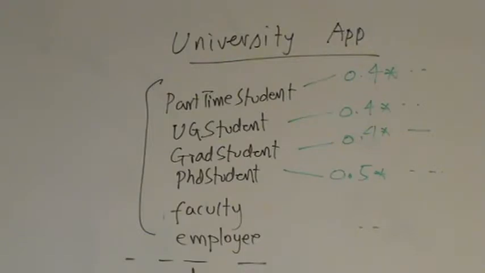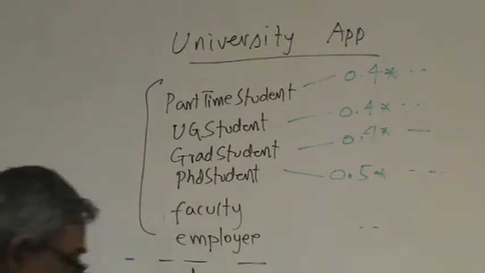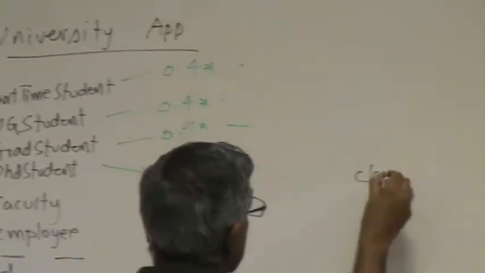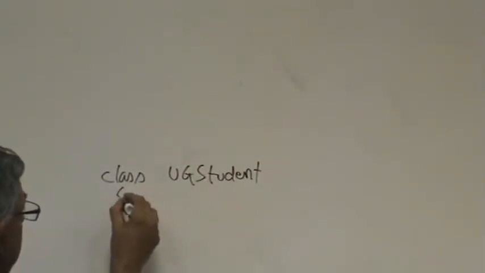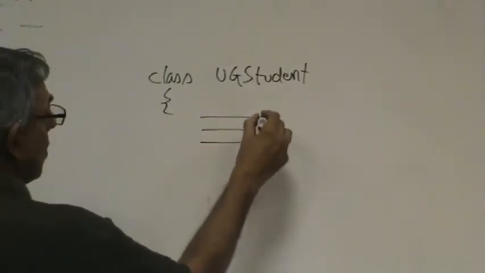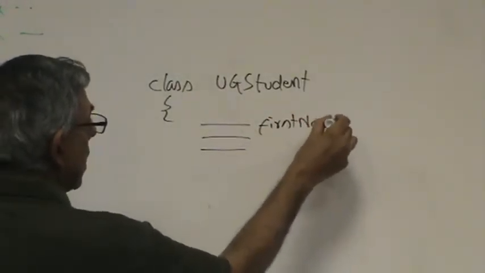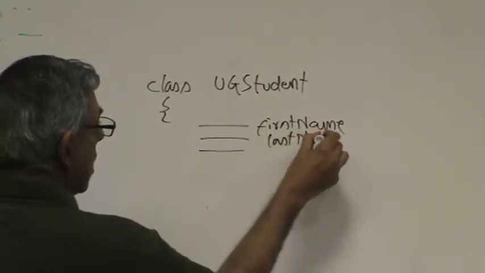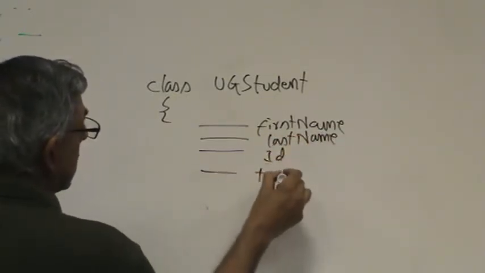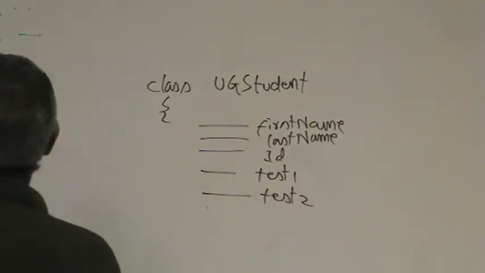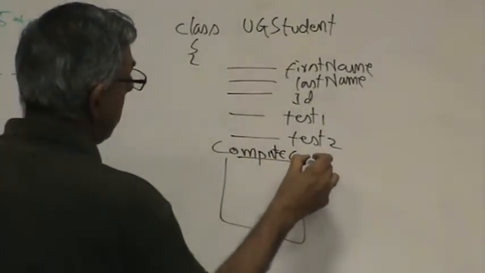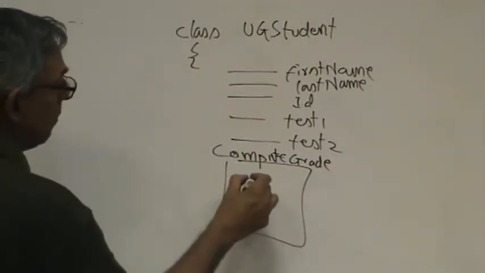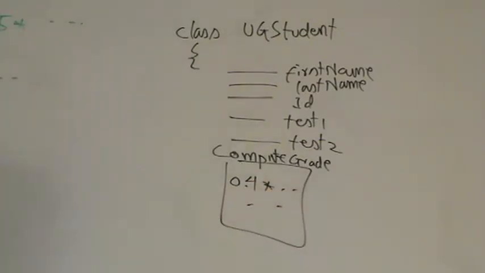So let's start from the student side, right? So you may start creating a class called undergraduate student. Okay, you'll put the 5 fields over here: first name, last name, ID, test 1 and test 2, right? Okay, and you will also write the formula for compute grade, and with the 0.4 times whatever code, right?